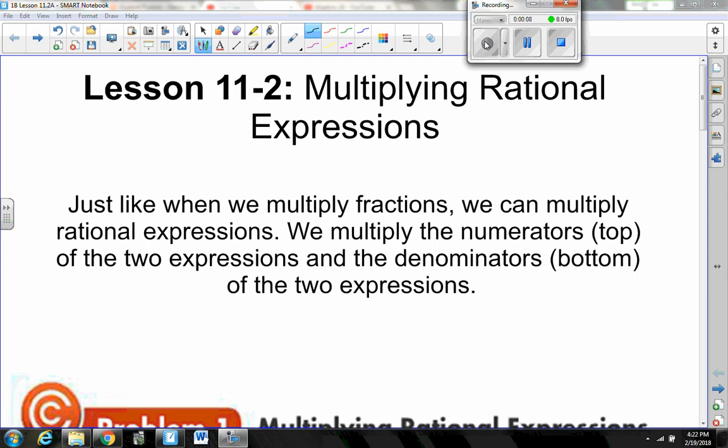In this video, we're going to be taking rational expressions that we talked about in our last couple videos, and we're going to start multiplying them together, just like we multiply fractions regularly in math class. We multiply the tops of the fractions, we multiply the bottoms of the fractions, but we're going to do a couple things here before we try to do that when we're dealing with rational expressions instead of fractions.